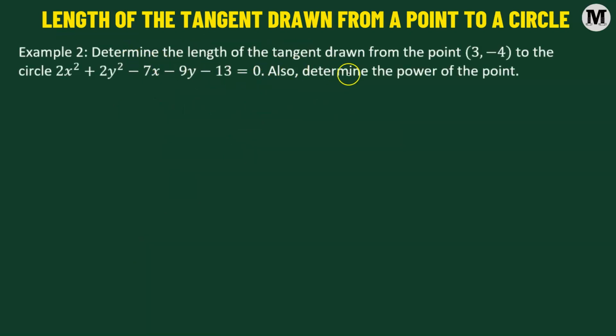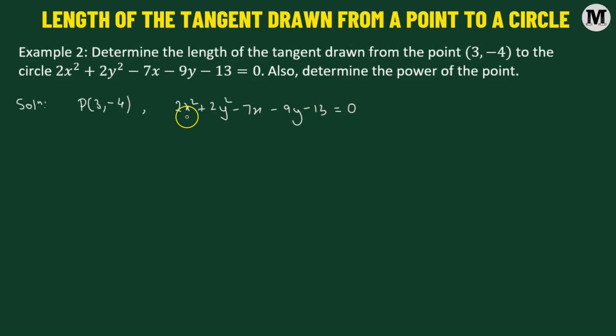Determine the length of the tangent drawn from the point (3, negative 4) to the circle. Also determine the power of the point. Let us begin. So here we have the point P with the coordinates (3, negative 4). And then we have the equation of the circle given by 2x squared plus 2y squared minus 7x minus 9y minus 13 equals 0.